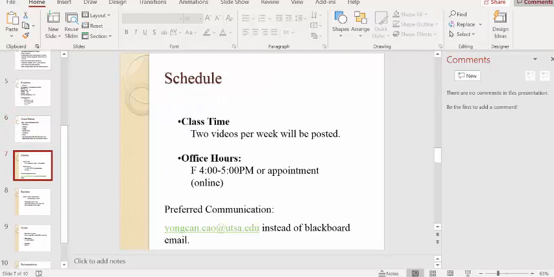So the schedule. For the class time, we don't schedule a time. We have about 50 students, so it's hard to make this synchronous, given that there may be internet issues or you probably have time conflicts. So what we do is, I will post two videos every week, probably earlier in the week, so you can watch the two videos and then work on the homework questions that I assigned. Those two videos will be posted per week.